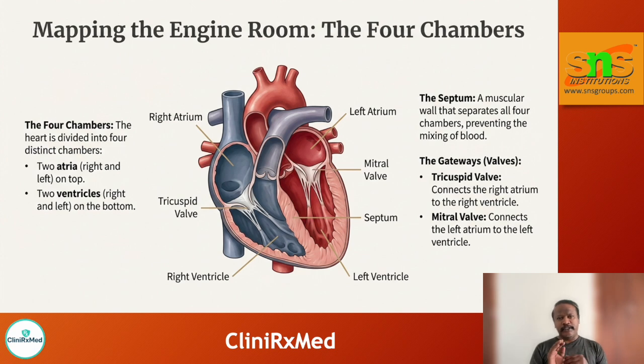Looking closer at the engine room, the heart is divided into four chambers: two atria on top and two ventricles on the bottom. They are kept separate by a muscular wall called the septum, which prevents oxygen-rich and oxygen-poor blood from mixing. To keep blood flowing in one direction, we have gateways or valves. The tricuspid valve connects the right side, while the mitral valve connects the left.